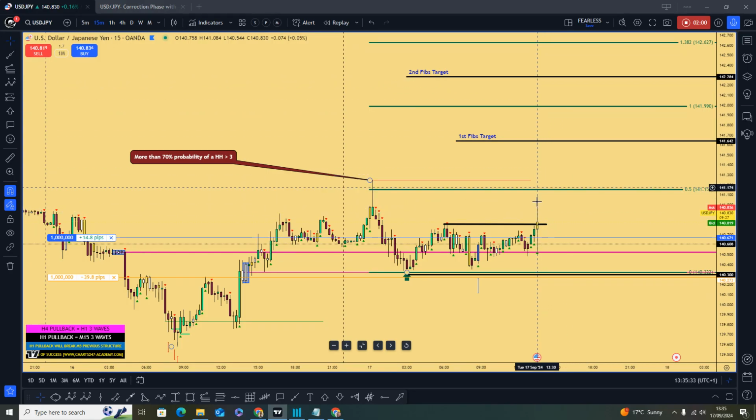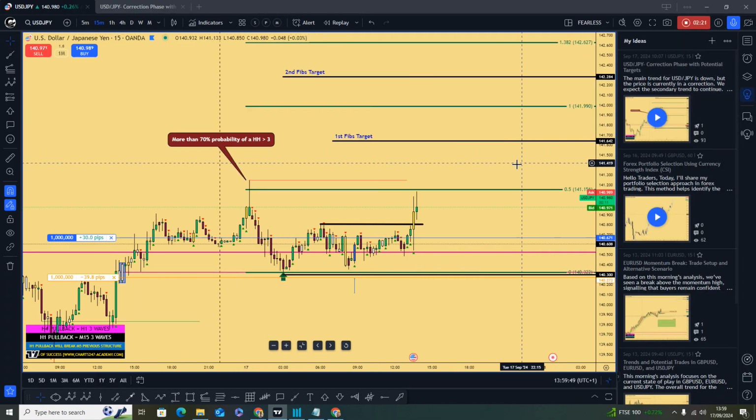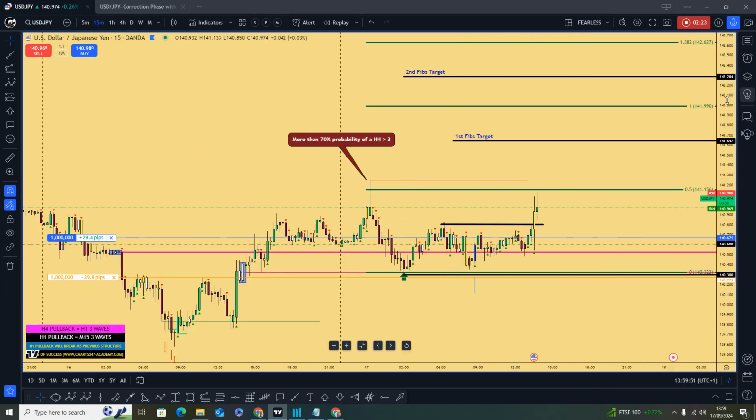So we need to clear this high first before we can start to look at a potential target pullback or a continuation of this wave structure. I said this morning that we are only interested in the next leg, which is the 4 to 5 of this wave structure. Okay, so we're still trading below this high. Very important.